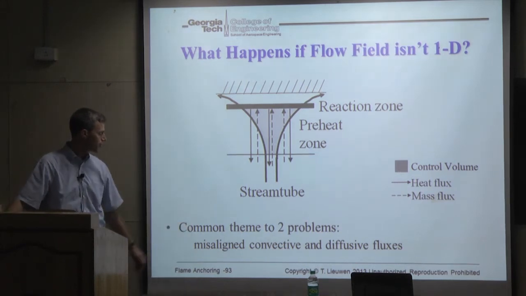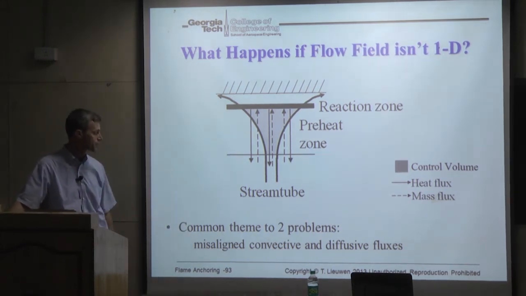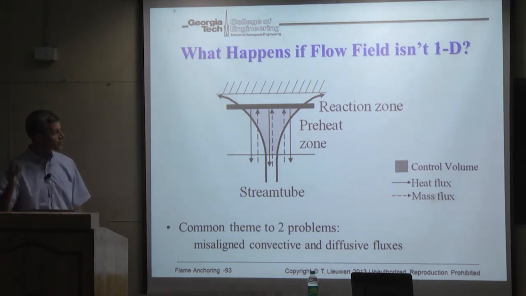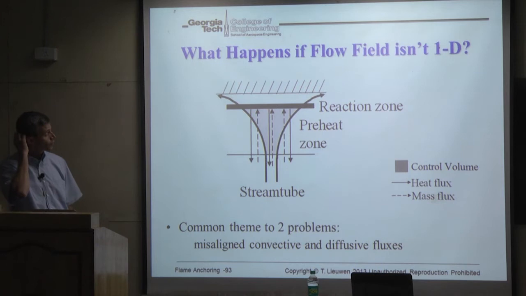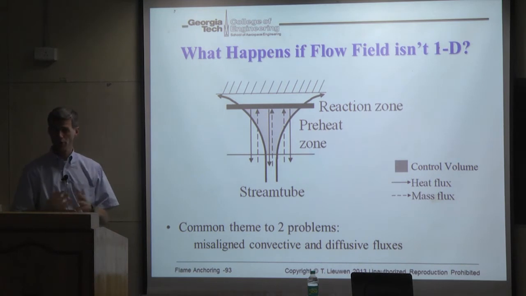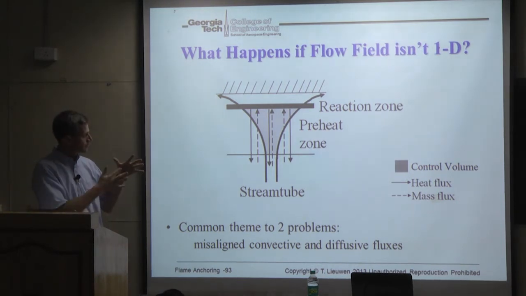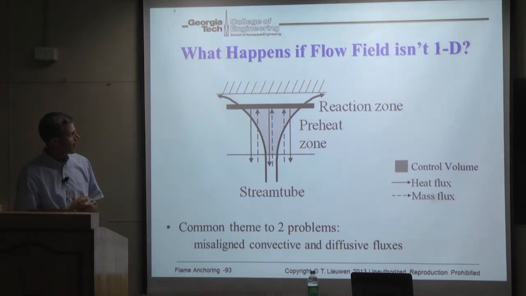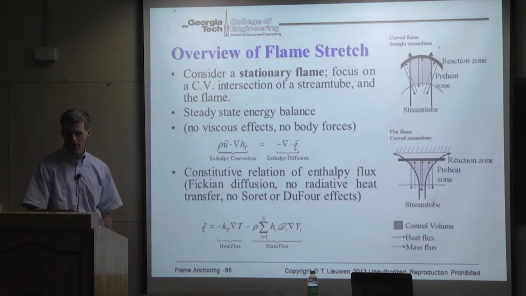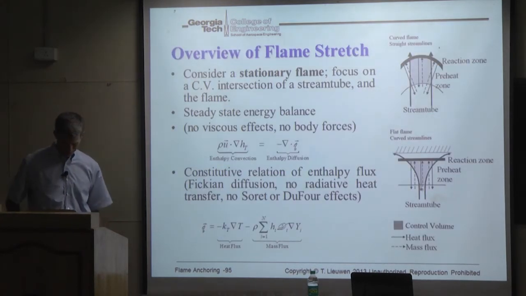Okay, and as I mentioned previously, the common theme to both of these problems is that you have misaligned convective and diffusive fluxes. Now, it might be hard for you to see the connection right away of this to, for example, flames sitting in regions of shear, but I'll show you later on how you can understand, when you have velocity gradients along the flame, how those cause convective and diffusive fluxes to misalign. Okay, so this is our intro to flame stretch.